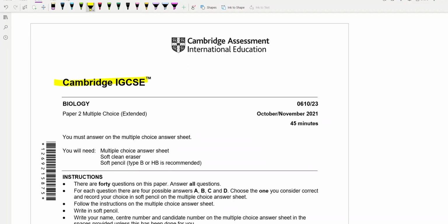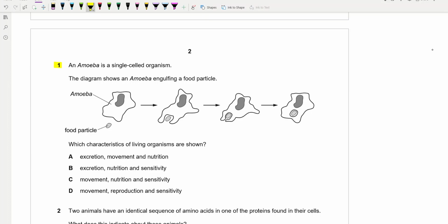Cambridge IGCSE Biology, 061023, October-November 2021. Question number 1.